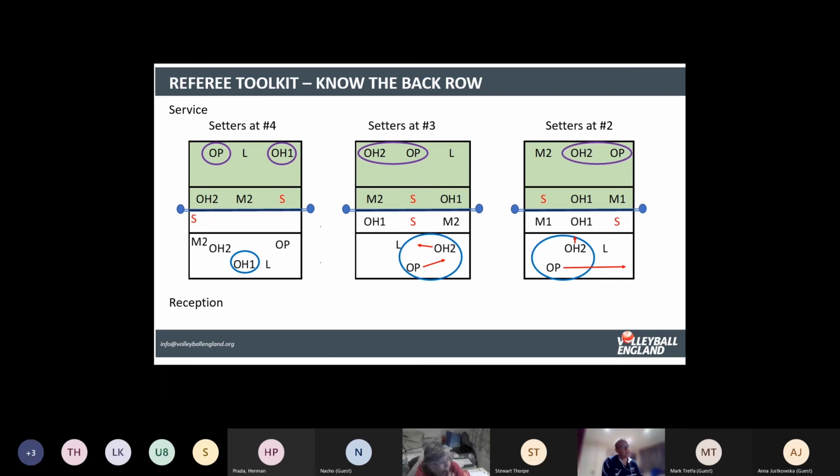Now on the reception side, all you've got to remember is, you've got 2 players again. Once you get to the setter at 3 and at 2, you've got 2 players that you're concerned about. One is the outside hitter, who's going to be running the pipe, and the opposite, who's going to be running round through position 1. And that's generally what's going to be happening. And there are obviously other reception patterns, but these are the most common.